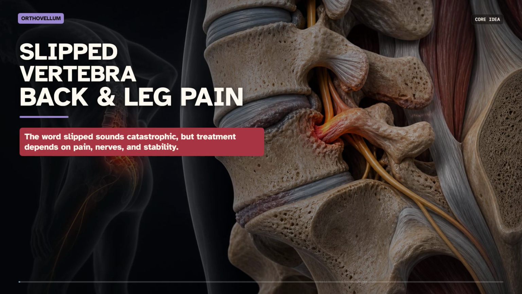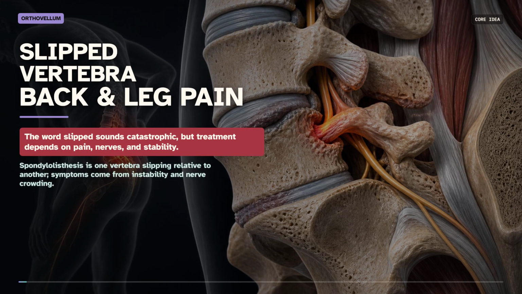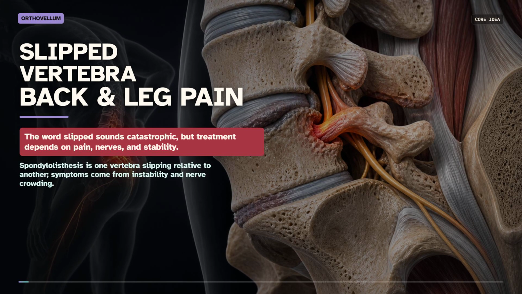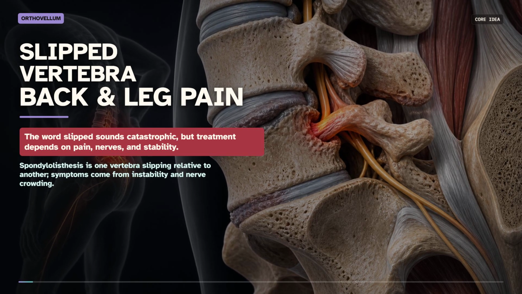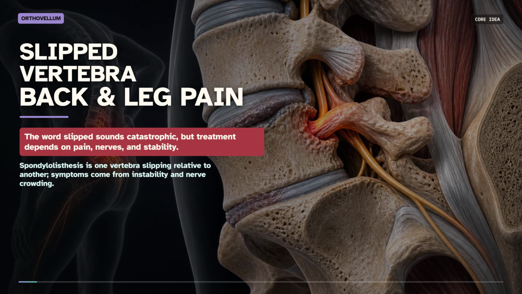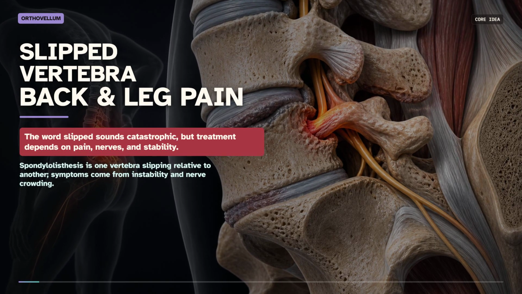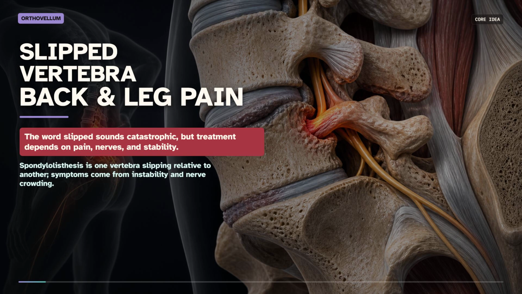Today, we are going to make adult spondylolisthesis simple without making it shallow. Spondylolisthesis is one vertebra slipping relative to another. Symptoms come from instability and nerve crowding. The common trap is this. The word slipped sounds catastrophic, but treatment depends on pain, nerves, and stability. By the end, a patient should understand what is happening, and a resident should know what decisions matter.